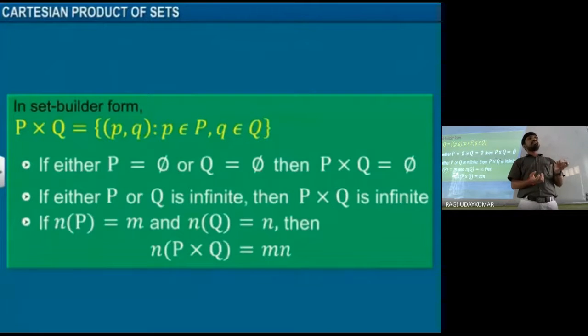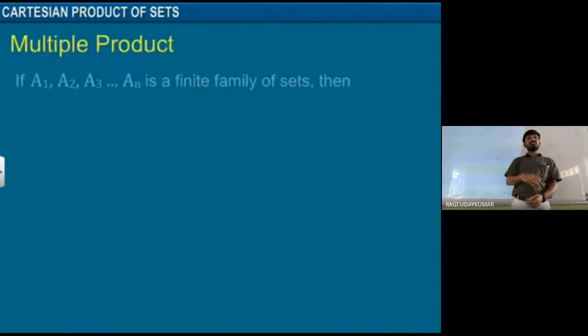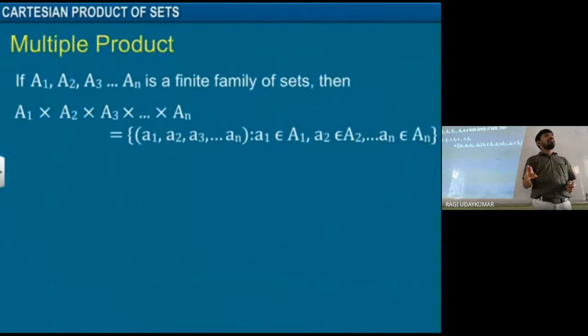So if both are empty sets, the Cartesian product is the empty set. If both are infinite sets, that is also infinite. Now multiple products: suppose more than two sets are taken, A1, A2, A3, up to An, a finite family of sets. So many sets are given, and then all the elements can be taken.